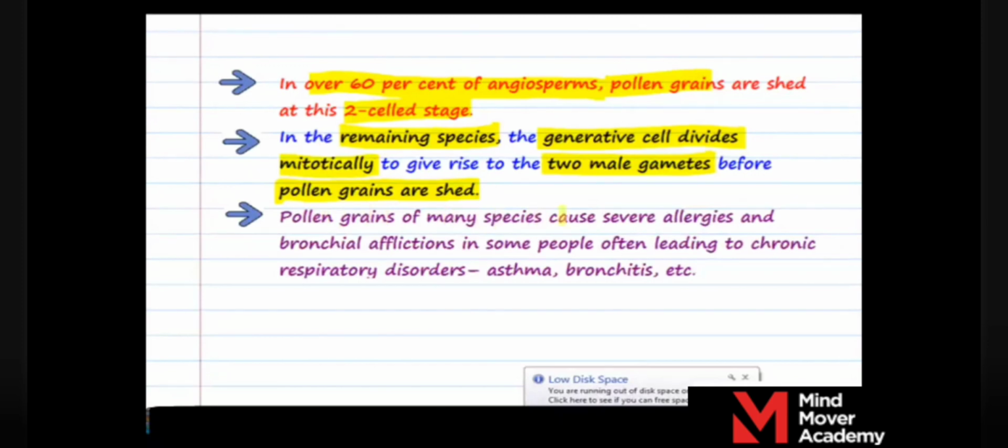Pollen grains of many species cause severe allergies and bronchial afflictions in some people, often leading to chronic respiratory disorders like asthma, bronchitis, etc. So, this is the harmful effect of the pollen grains. They cause allergies and bronchial afflictions in people, leading to respiratory disorders like asthma and bronchitis.